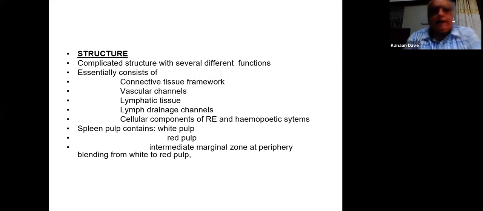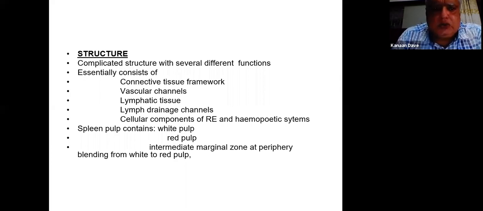So coming to the structure, it's a complicated structure with several different functions. Essentially, we have an extensive connective tissue network, which is supported by vascular channels, lymphatic tissue, and lymphatic drainage channels as well. And we have the cellular components of the reticular endothelial system, principally the splenic macrophages and other supporting cells.